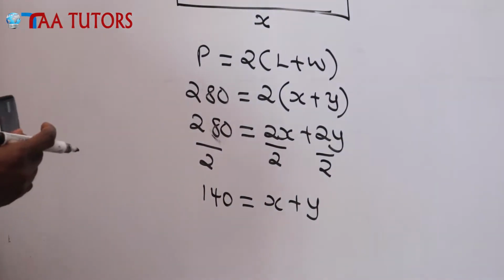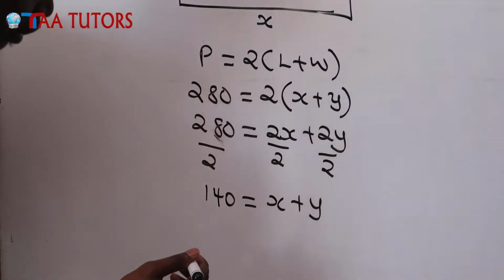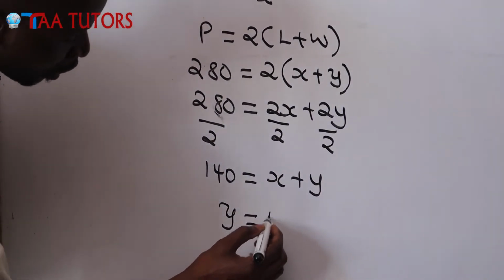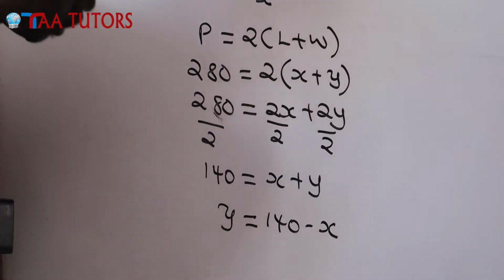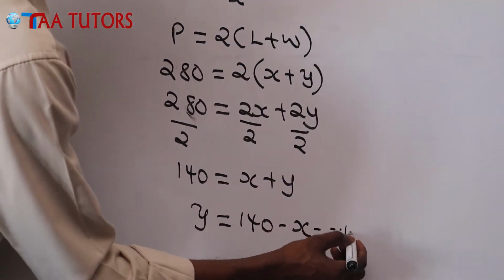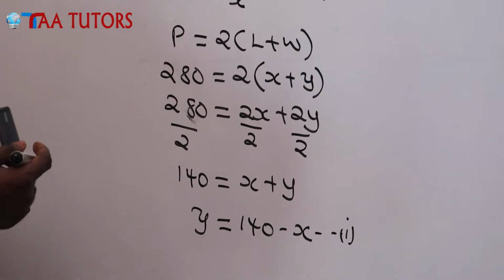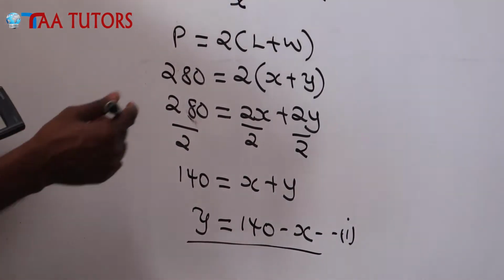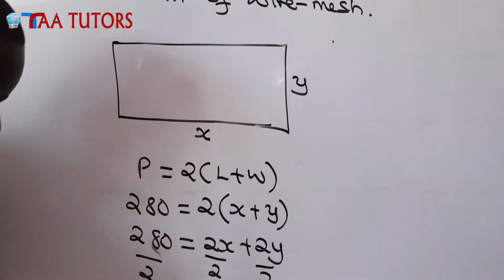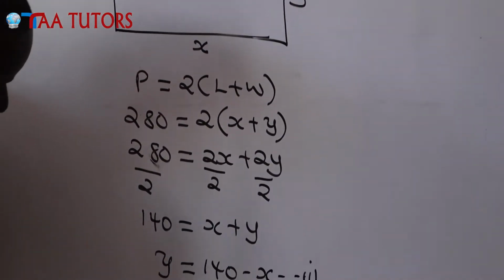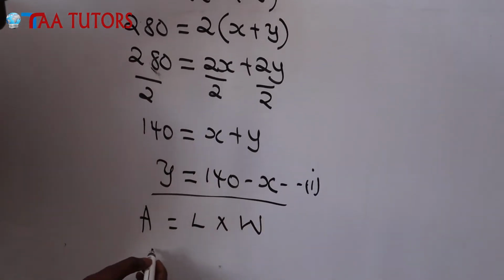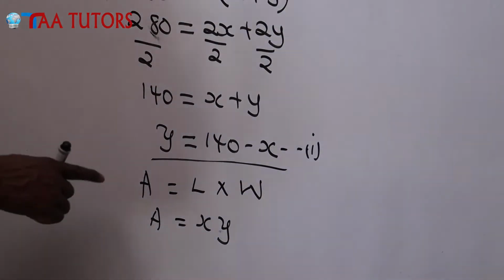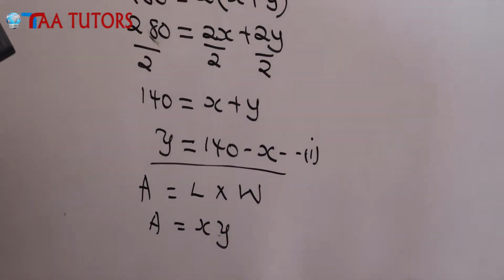Let us make y the subject of the formula. We can make either x or y the subject, but in this case I want to deal with y. So y will be 140 minus x. Once I have this, equation 1, as the value of y, let me now get area. We know area equals length times width. My length is x and my width is y. So area is xy meters squared.